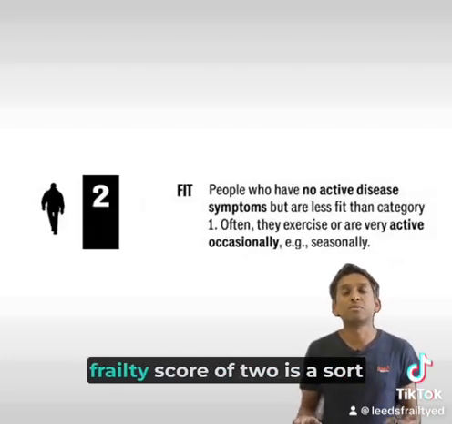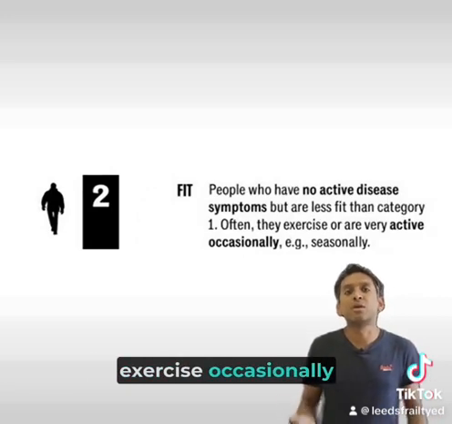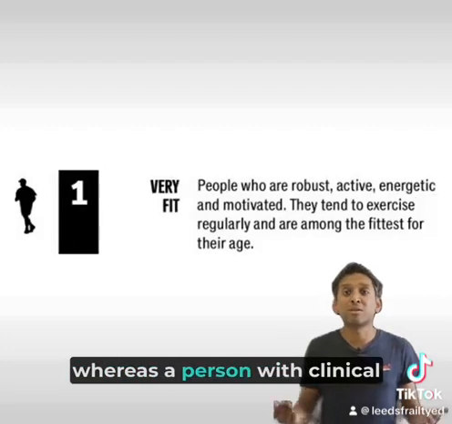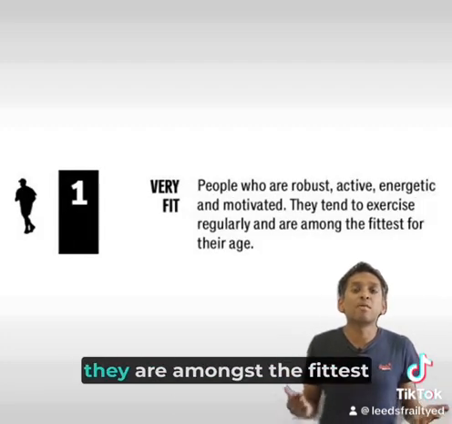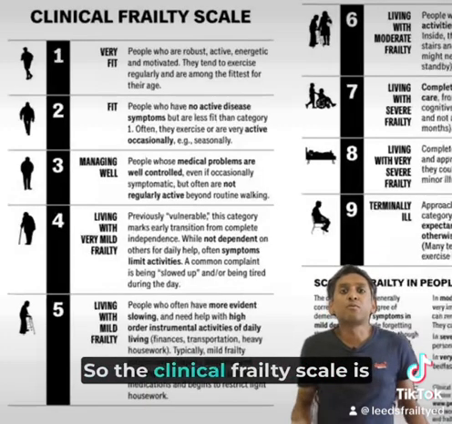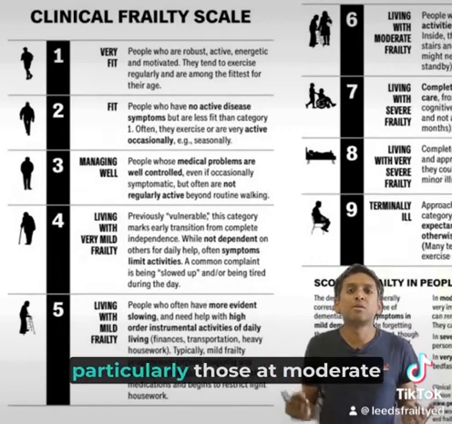Somebody who's got a clinical frailty score of 2 is a sort of person that might take exercise occasionally or seasonally, but they're not regularly exercising. Whereas the person with a clinical frailty score of 1, well, they are amongst the fittest for their age. They exercise regularly.